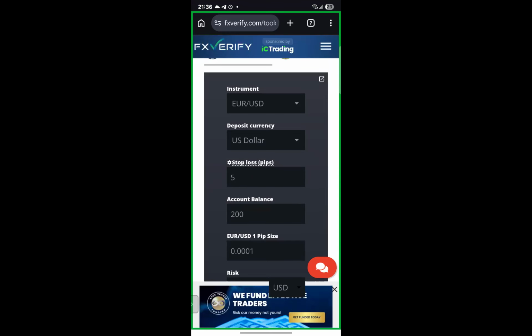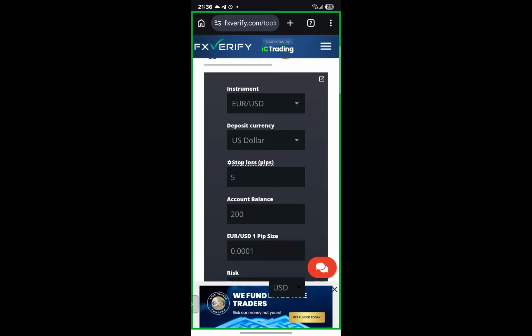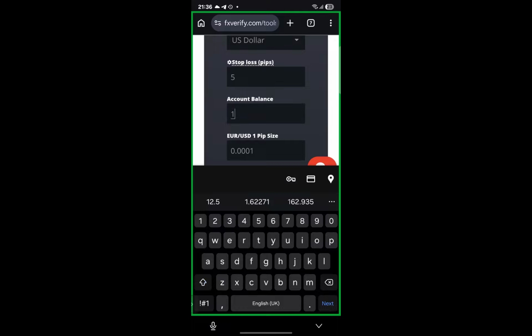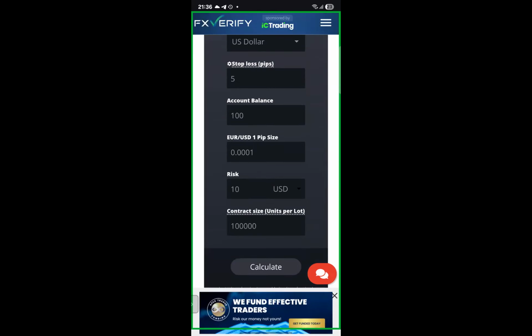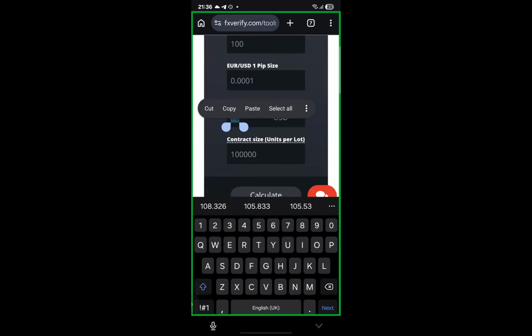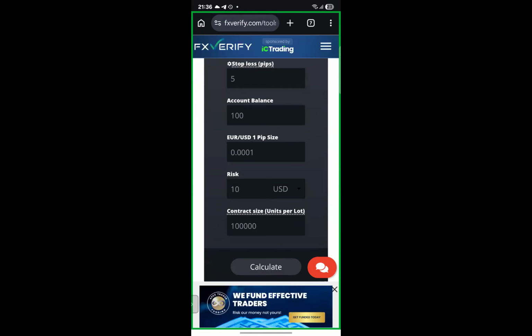Then this account balance here, they ask you how much is in your account. So if you have $100 there, you put 100 there. Then lastly, if you scroll down, they'll ask you one more question: how much do you want to risk. If you want to calculate your risk in USD, you just put $10 or $5, whatever you want to risk here. If you want to calculate your risk in percentage, you click on this USD, change it to percentage, but just leave it in USD, I beg, so you don't confuse yourself.